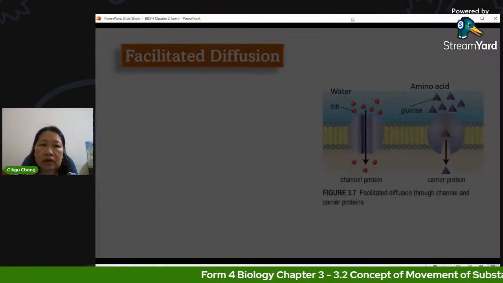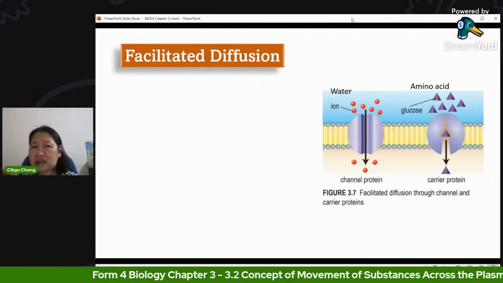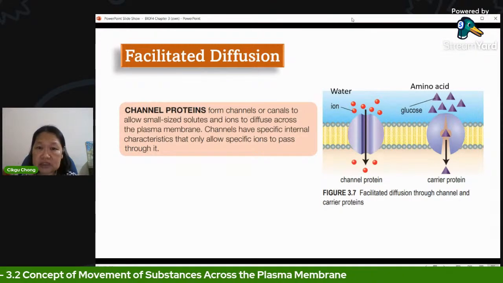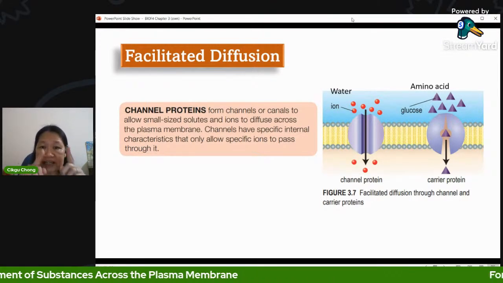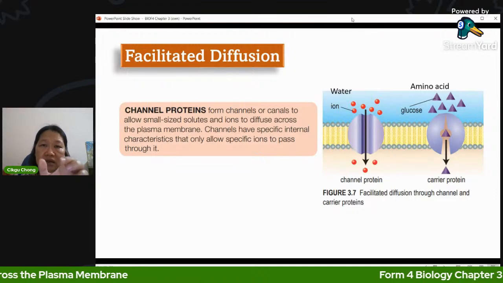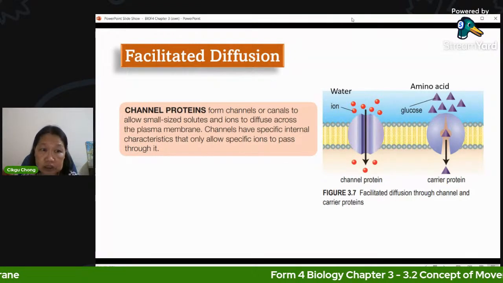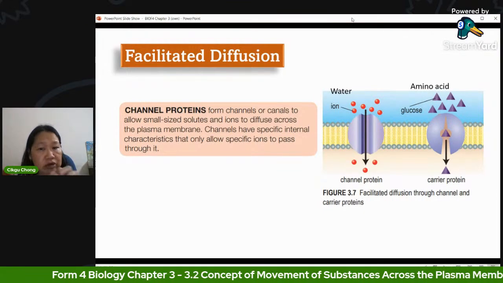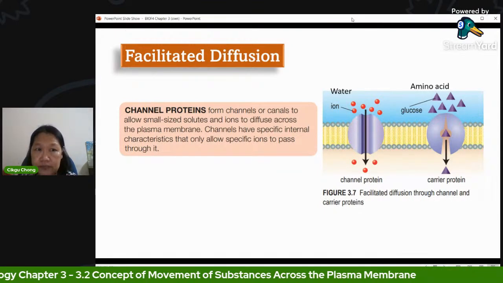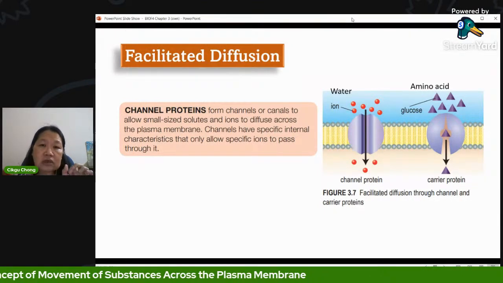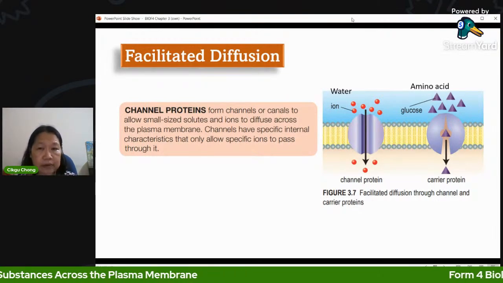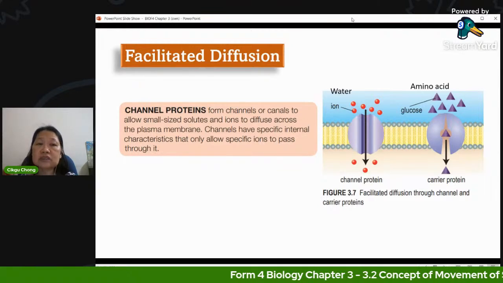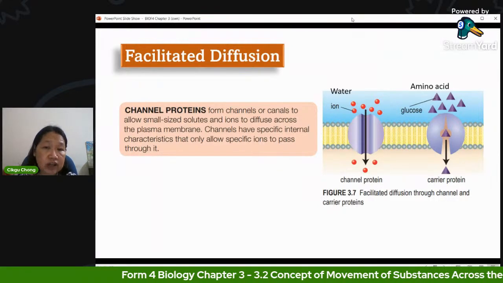All right. Now, let's look at the things that go through the channel protein. Channel proteins form channels or canals. A canal is like a terusan. There's a space there which allows things to pass through. This one allows small size solutes, so it must be small. It allows ions as well, and water can also pass through. Water and charged ions go through the channel protein because they cannot go through the phospholipid bilayer.